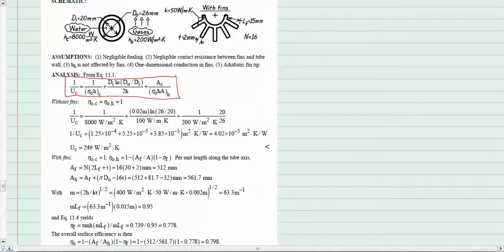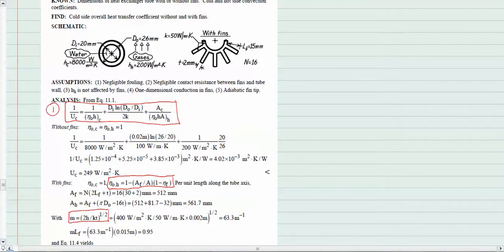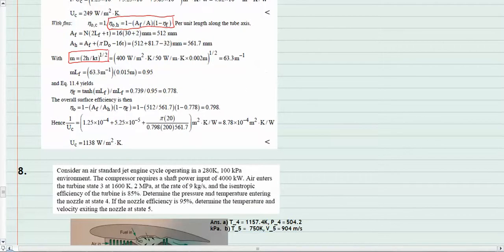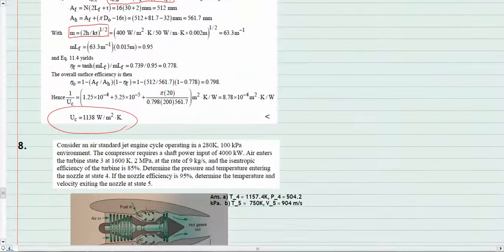Notice how there are definitions, such as this, that also need to be known. Once again, I would provide those for you, these critical equations. And it all starts with this, so that you can eventually get to the overall heat transfer coefficient, which is what they wanted to see at the end of this problem.